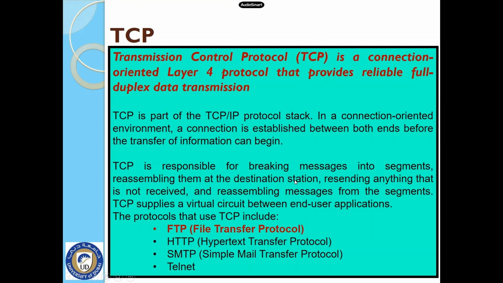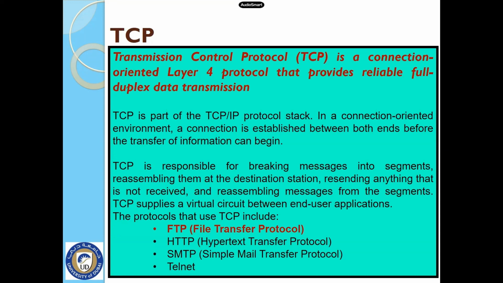TCP is responsible for breaking messages into segments, reassembling them at the destination station, and resending anything that is not received. Again, this is the main advantage of TCP over UDP. UDP does not have this feature. It does not have any resending. Why? Because it doesn't have any information from the receiver that it received some packets or not. So yeah, this is only at the TCP protocol.